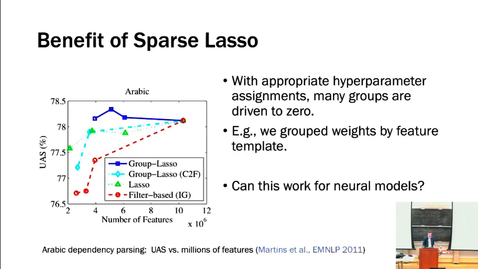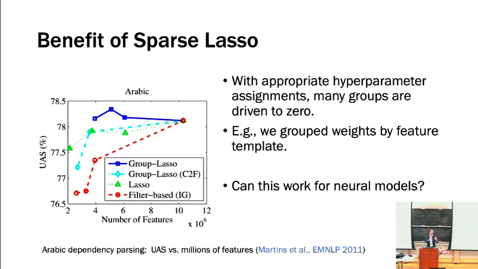We explored it in NLP. I couldn't resist putting one slide of parsing results in this talk. This is from 2011. We were using the group lasso to select features in a linear model for dependency parsing. So this was Arabic dependency parsing, pre-universal dependencies. And what we found was that we could use the group lasso to get better performance with a much, much smaller model by taking out whole templates of features.